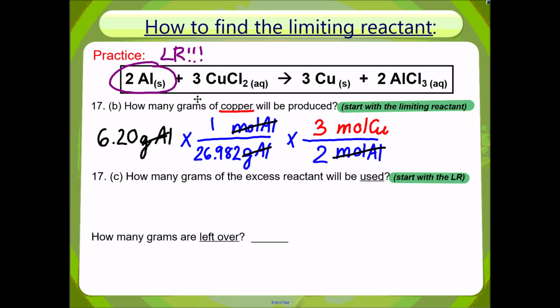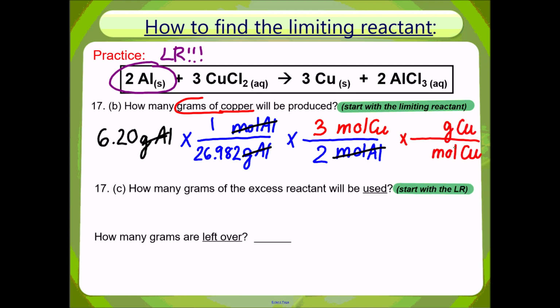The question asks for grams of copper, so I'm not done. I must go to step 3. Moles of copper must go on the bottom in order to cancel out, and grams of copper needs to be placed on top to answer the question.